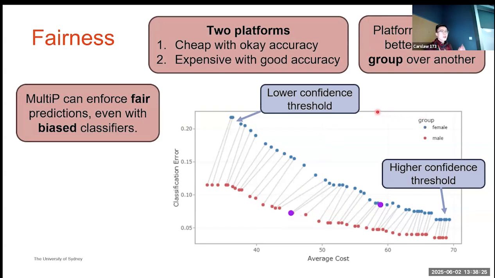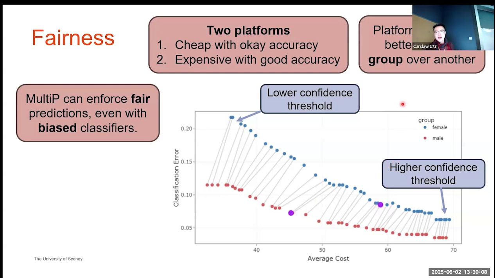And what we show is that, if you have this choice of two platforms and this confidence threshold, you can actually use a higher confidence threshold for your disadvantaged group to enforce more accurate predictions, right? So you can think of it as, even if your classifiers are biased, we can spend more money to get more accurate predictions for our disadvantaged group. And that's what is represented by these purple dots here. By using different confidence thresholds, you can see that they'll have a similar classification error, but we'll be spending more money for the disadvantaged group.